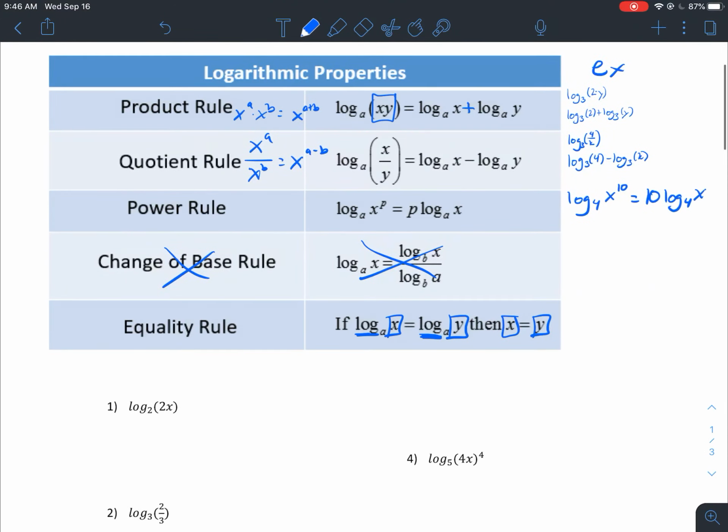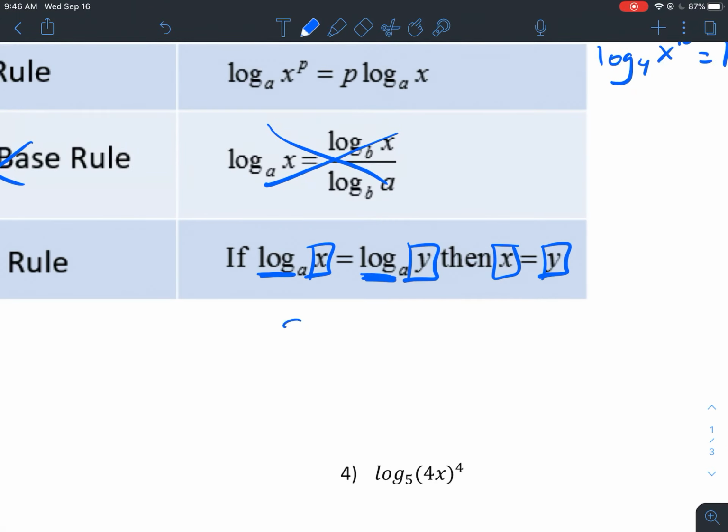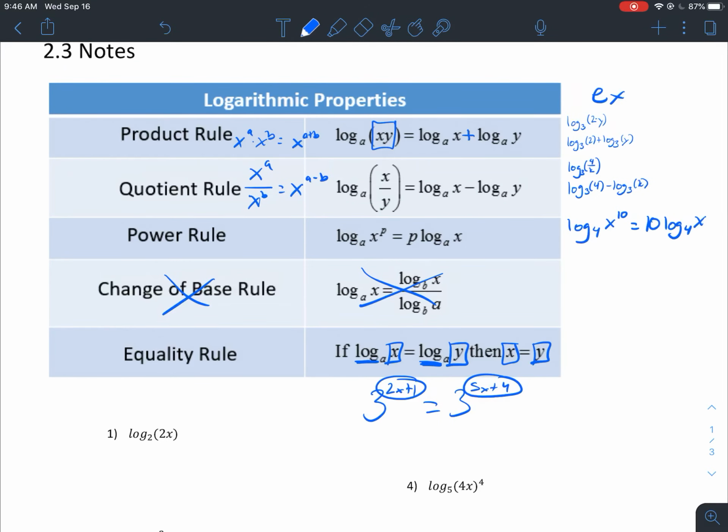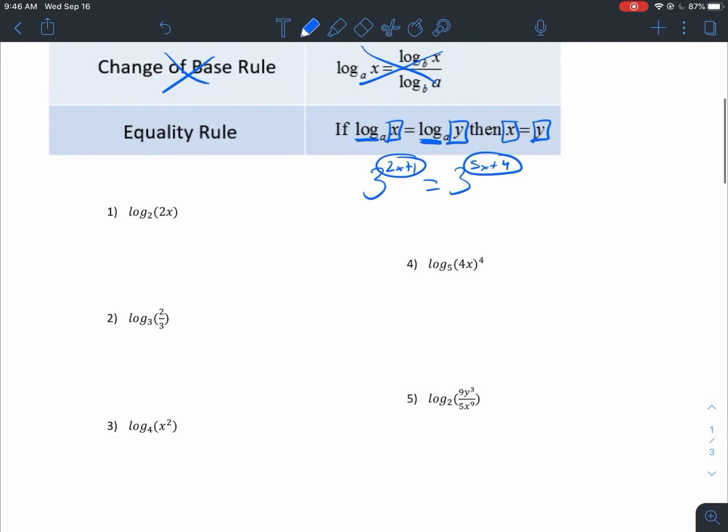Same thing with the equality rule. If we have 3 to the 2x plus 1 equals 3 to the 5x plus 4, the bases are the same, you can set those exponents equal to each other. So these are very similar properties that we used with exponents. So now let's go ahead and apply these properties.